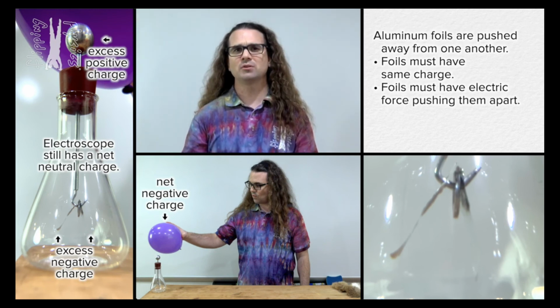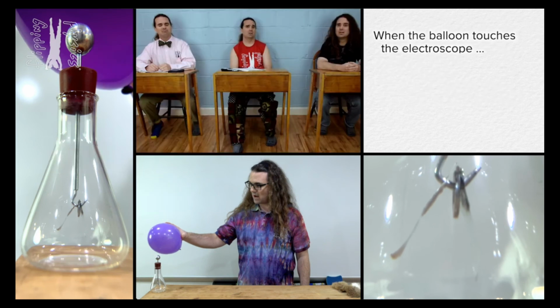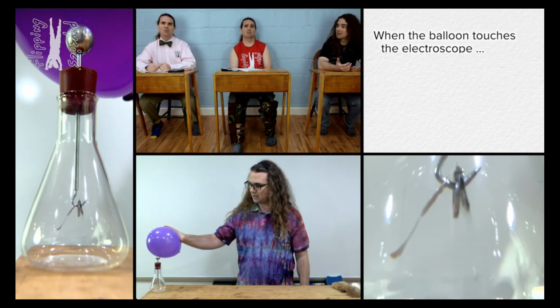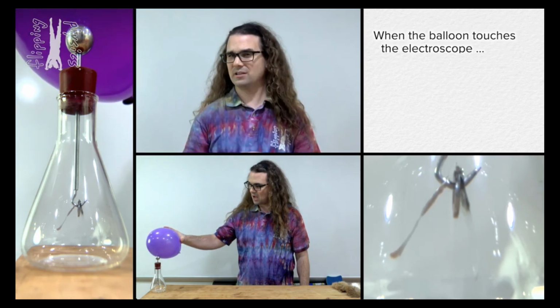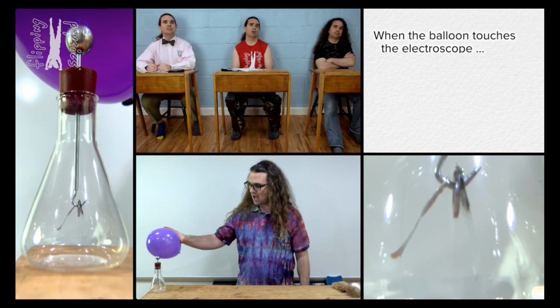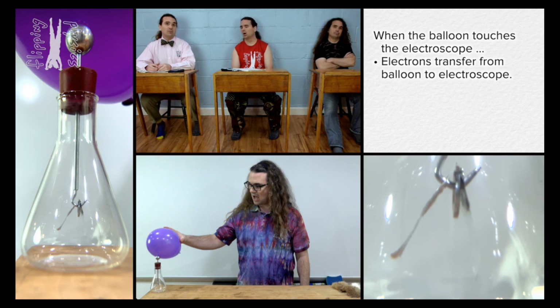Now we know what happens before the balloon touches the electroscope. But what happens when the balloon touches the electroscope? I do not know. Touching the two objects together allows electrons to transfer between the two objects. Oh, that means electrons will transfer into the electrically neutral electroscope from the balloon. And that is because the electrons will be attracted to the protons near the top of the electroscope and repelled from one another where they are crowded close together in the balloon.